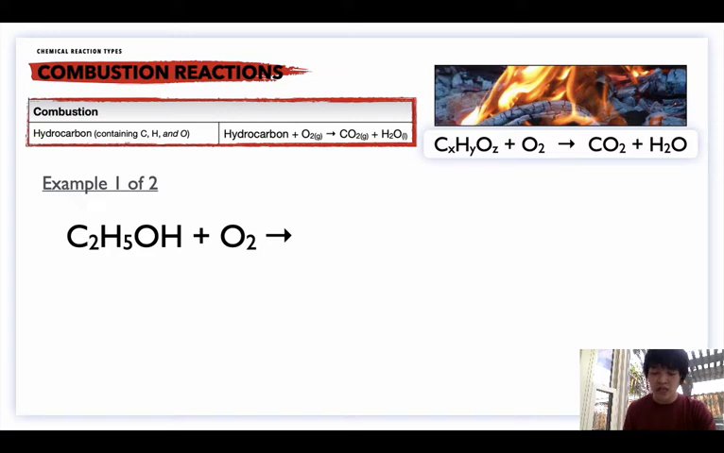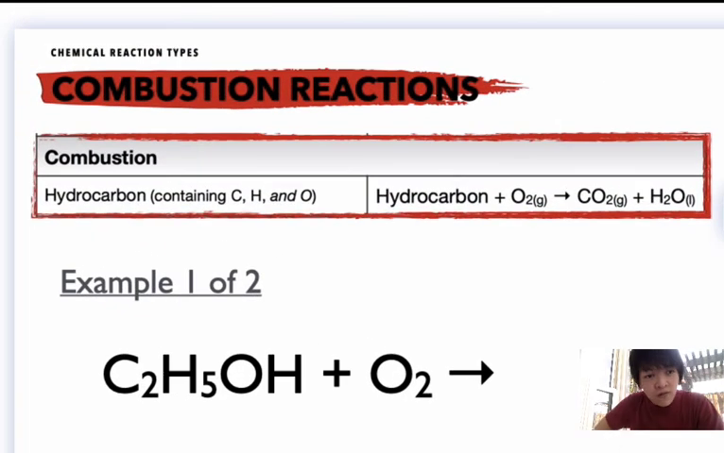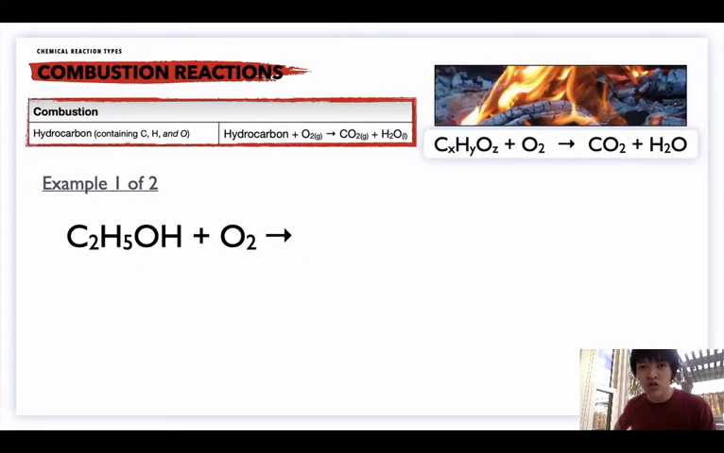If you look at the top left corner, you'll notice that for combustion reactions, it says right below, hydrocarbon. What is a hydrocarbon? It's right in the name. It's got to contain hydrogen and carbon. Sometimes hydrocarbons contain oxygen. That's all you really need to know. So when we're referring to the reactant that contains C, H, and O, I'm going to be calling it a hydrocarbon. Let's move on to our first example.